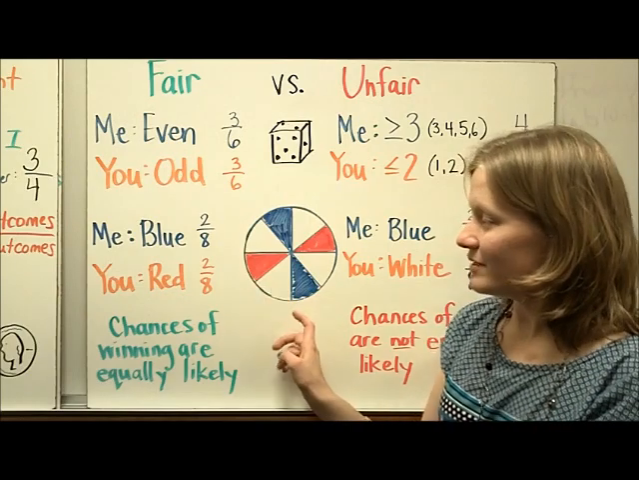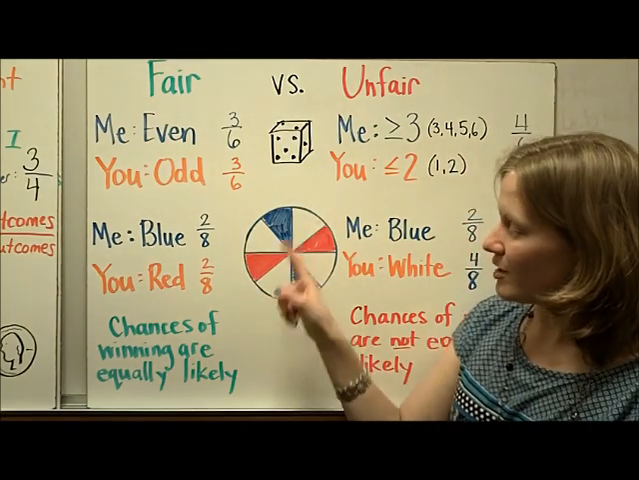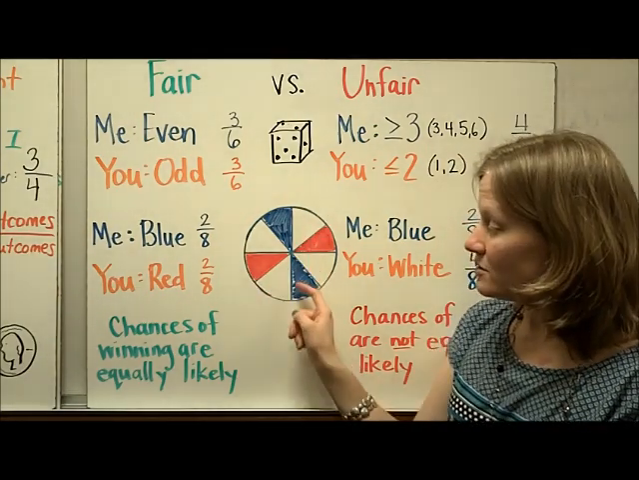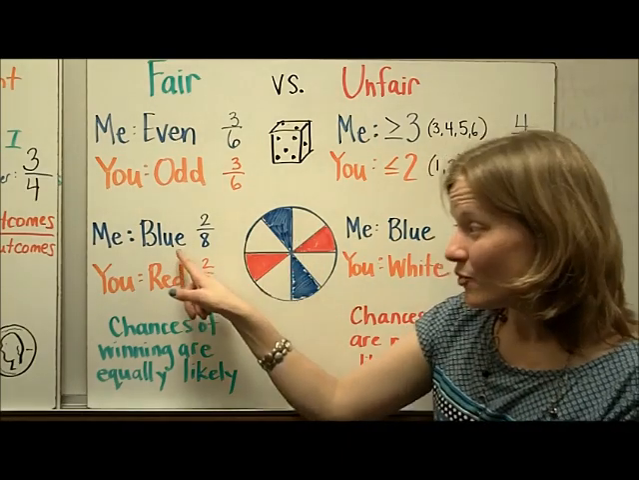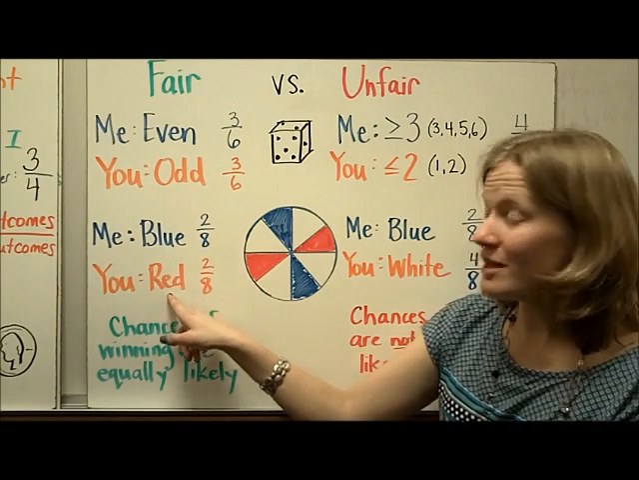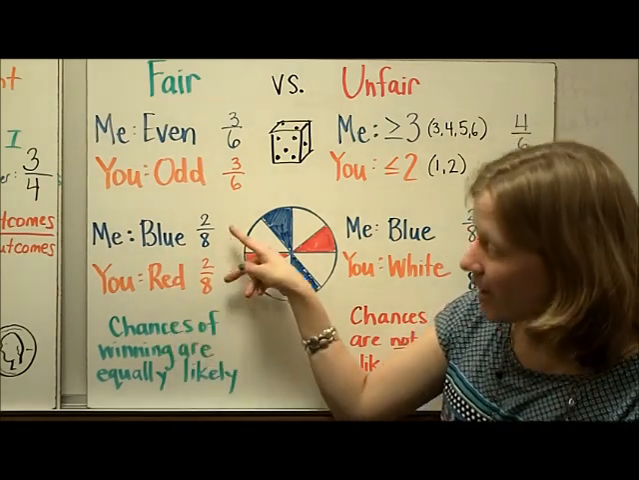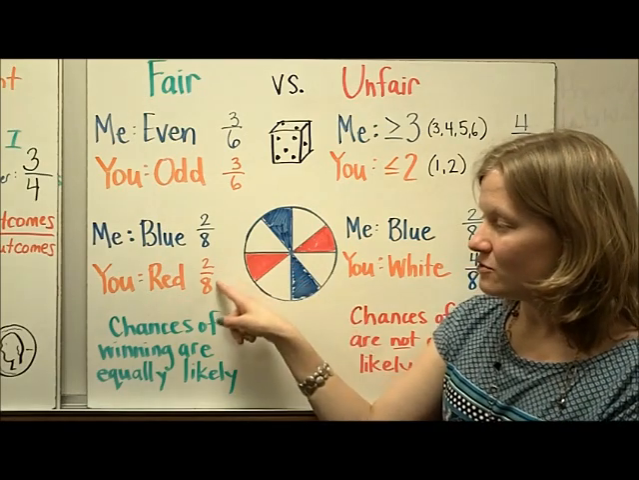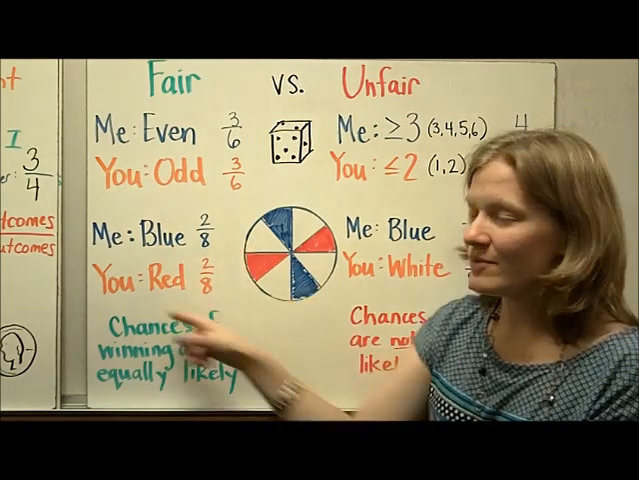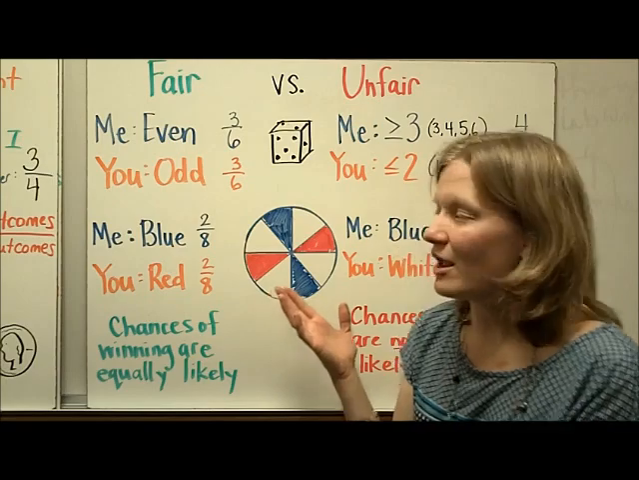Let's look at another example with a spinner. You can see here that it's broken up into 8 sections, 2 reds, 2 blues, and 4 whites. If we set up a game where I get a point for spinning blue and you get a point for spinning red, our probabilities are the same. There are 2 blue sections out of 8 and 2 red sections out of 8, so our probabilities are equal, and this is a fair game.